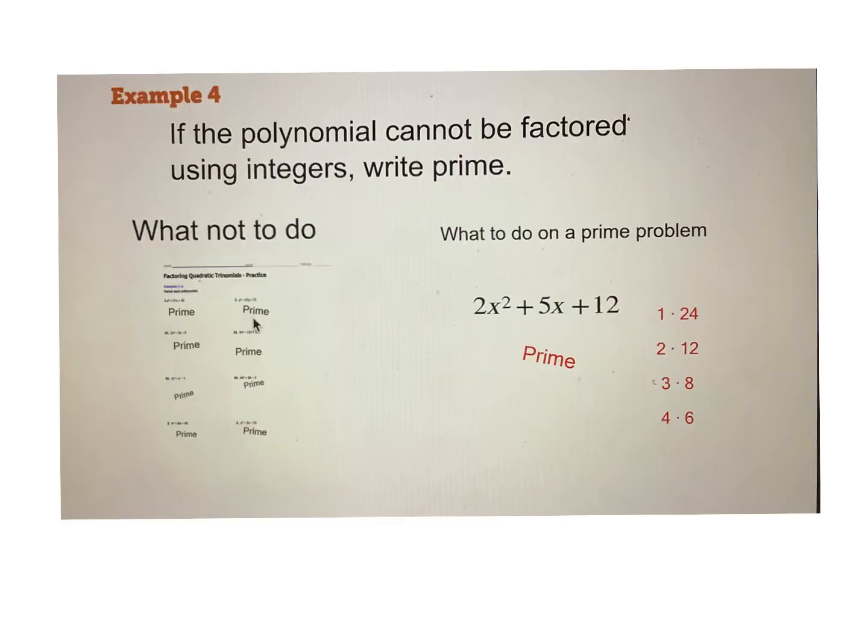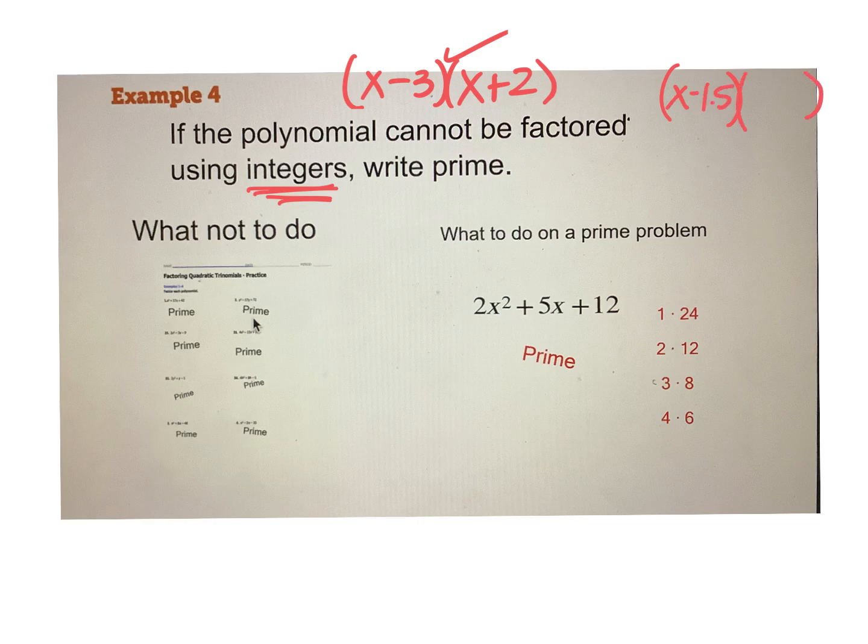So if a polynomial cannot be factored using integers, so that basically means using whole numbers that are positive or negative, if it can't be written like that, then you can write prime. It still might be able to be factored with a decimal or something like that, something not so nice. But if it can't be factored using integers, you can write the word prime. Okay, when you're on your homework, don't just write prime. You actually need to try them.